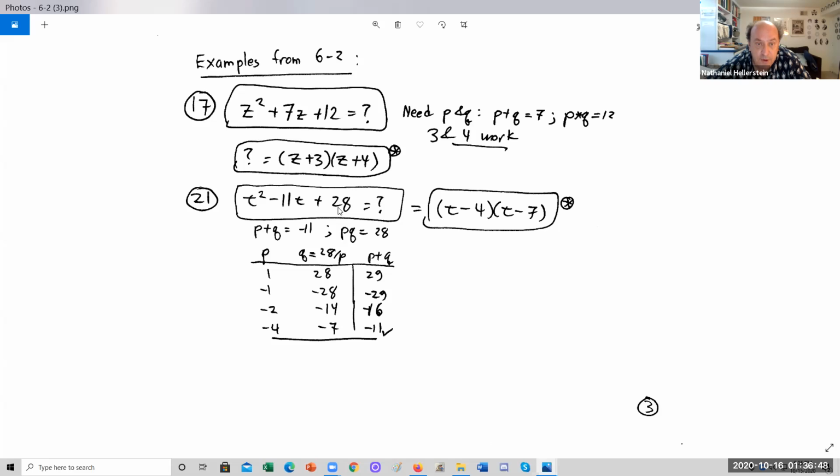t squared minus 11t plus 28. Need two numbers whose sum is negative 11 and whose product is 28. You try 1, then q is 28, and the sum is 29, which is the wrong sign. So we flip all the signs. Negative 1, negative 28, negative 29, doesn't work. Negative 2, q is negative 14, sum is negative 16, doesn't work. p is negative 4, q is 28 over negative 4, which is negative 7. These sum to negative 11, which works. That's what we're looking for. So we get t minus 4 times t minus 7.